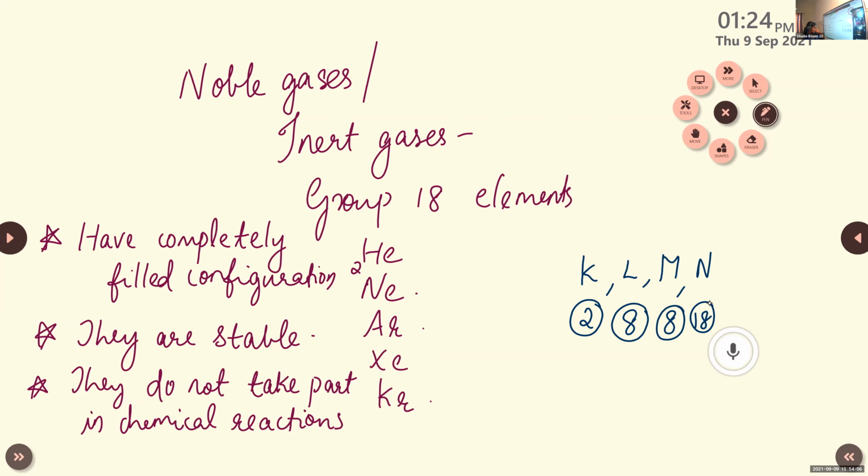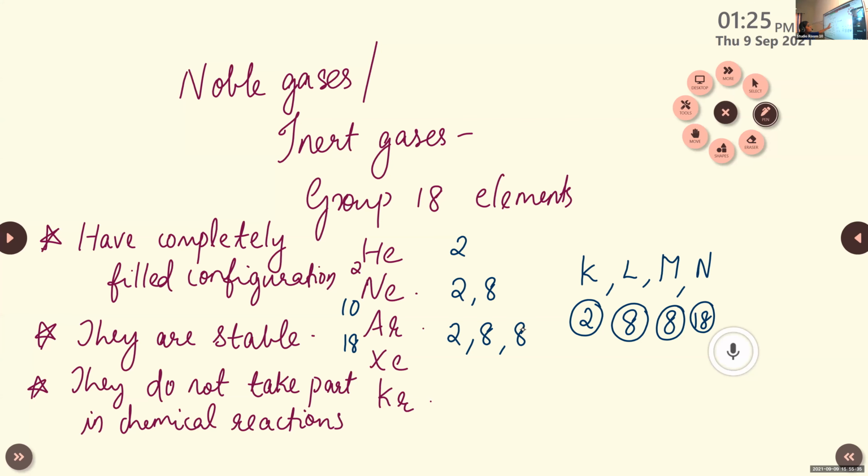So in the case of helium, 2 is its atomic number. That means only 2 electrons are there. So its electronic configuration is 2. Then in the case of neon, its atomic number is 10. So we can distribute these electrons like this: 2, 8. Then in the case of argon, atomic number is 18. Here we can write the electronic configuration 2, 8, 8. The total is 18, right?